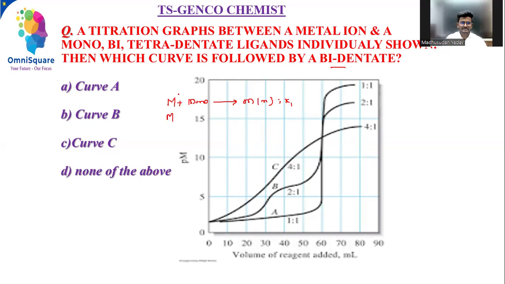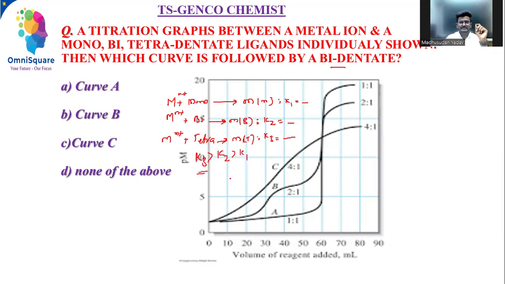Now the same metal ion is reacting with a bidentate ligand. So it will form a metal bidentate ligand complex. Its rate constant is K2. The same metal ion now reacts with a tetradentate ligand and it will form a metal tetradentate ligand complex. Its rate constant is K3. So now tell me which of these values are more. When you compare K1, K2, K3, the K3 value is maximum compared to K2 and K1.